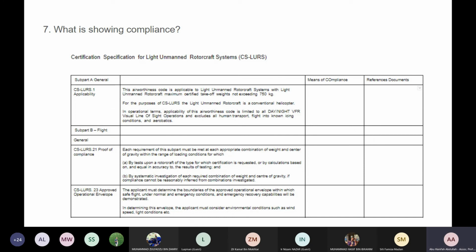For example, you look at flight in LURS.23, approved operational envelope: the applicant must determine the boundaries of the operational envelope for safe flight under normal and emergency conditions, and emergency recovery capabilities will be demonstrated. So my means of compliance will be analysis, then test. So that is my means of compliance. For analysis, I will make reference to the analysis report, and for the test, I will refer to the flight test report. So that is how to fill up this box.